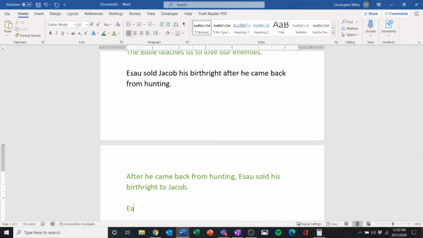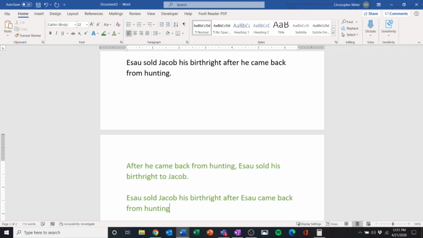Let me see. What they said was this. Esau sold Jacob his birthright after Esau came back from hunting. Now, I personally find this pretty awkward. The reason is this. Esau sold Jacob his birthright after Esau came back from hunting. Now, that's totally correct. I mean, we get the idea. It's very clear, but it's kind of awkward because he used the word Esau twice like that.